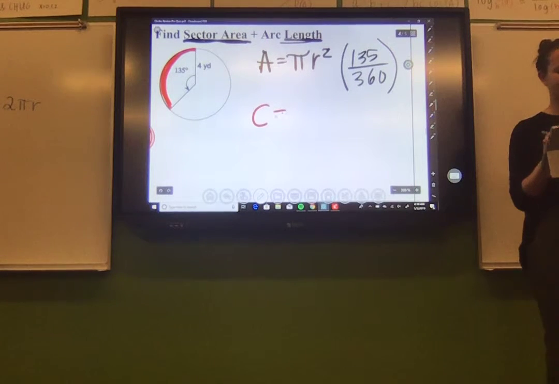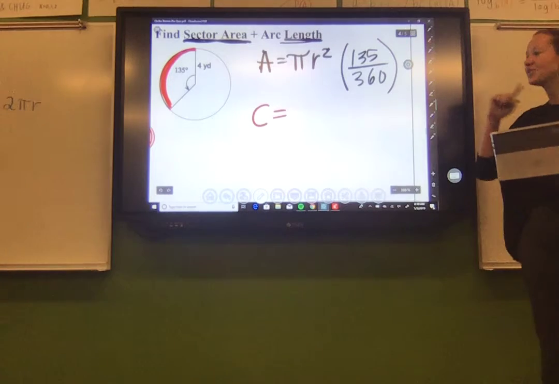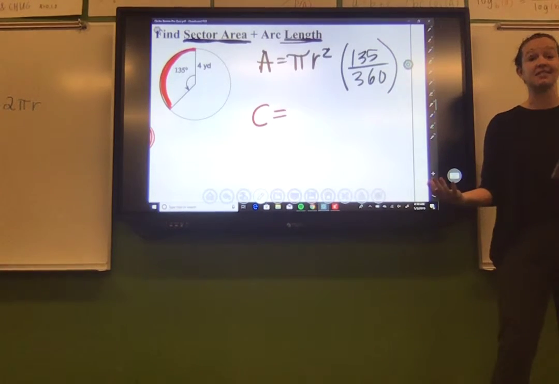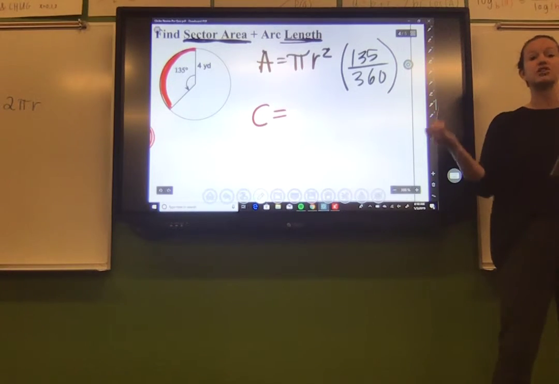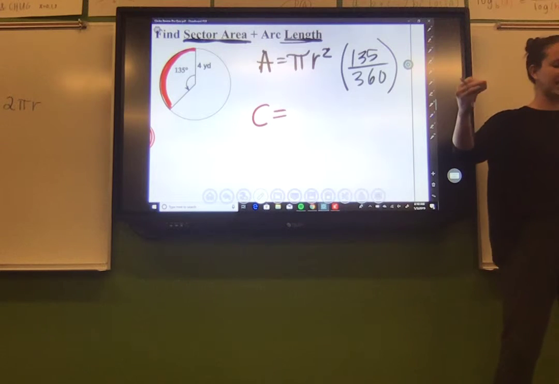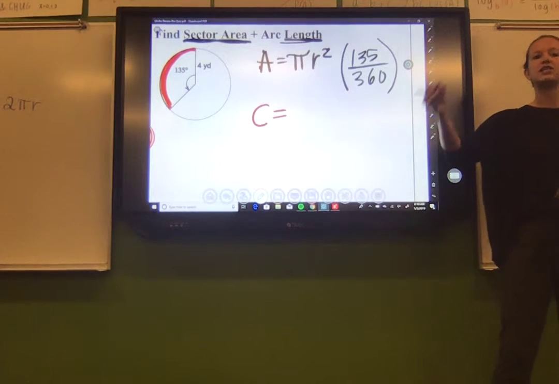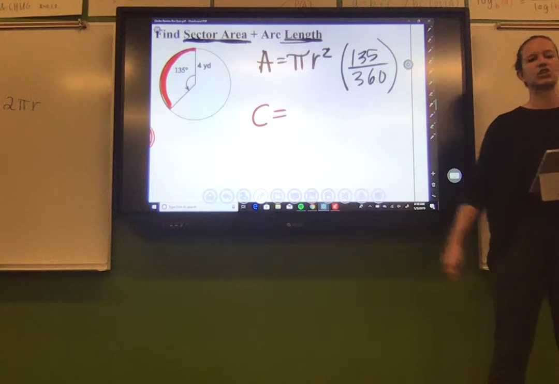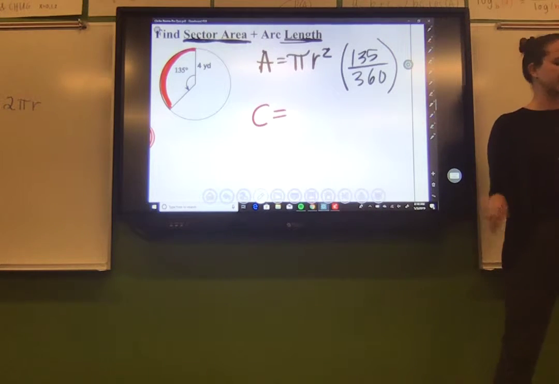135. Okay, so it's 135 degrees. That's correct. This is 135 degrees, but I want to know how long is it actually? Like how many yards is it? Right, so we're finding the actual length instead of the degree. But good, it would be 135 degrees.